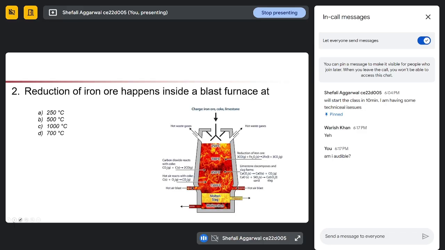Okay, so the second question is, reduction of iron ore happens inside a blast furnace at what temperature? It is visible from the figure. You can send it in the chat box also if you want. Okay, 700 degrees Celsius, correct. So from here you can see that at 700 degrees Celsius, iron ore, which is basically iron oxide, is reduced to normal iron in the presence of carbon monoxide.